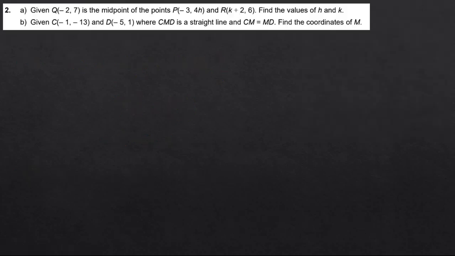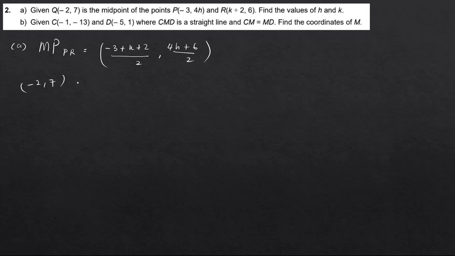Given Q, negative 2, 7, is the midpoint of P and R. Find the value of h and k. Okay, for question A, here we already have the midpoint of PR. Midpoint of PR: x plus x, negative 3 plus k plus 2 over 2, and then y plus y, 4h plus 6 over 2. And the midpoint is Q, so this should equal negative 2, 7.